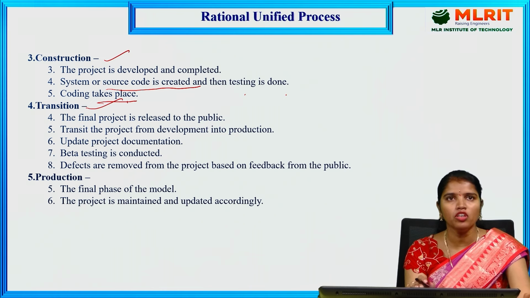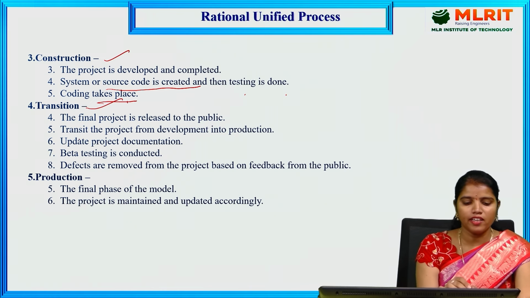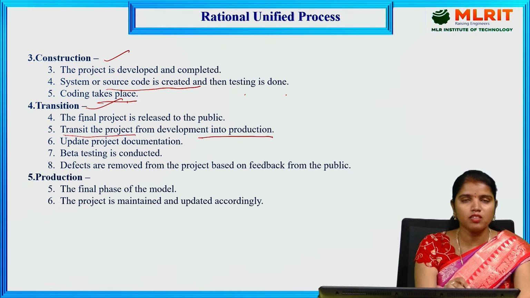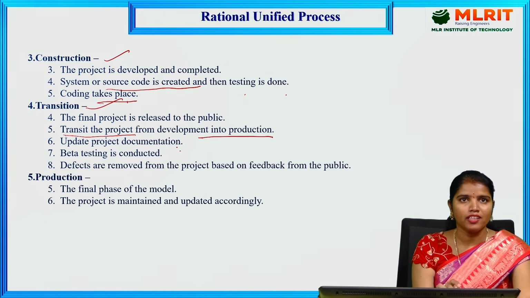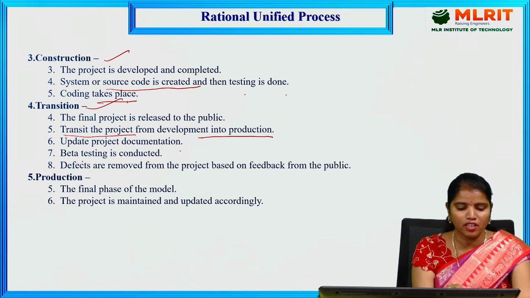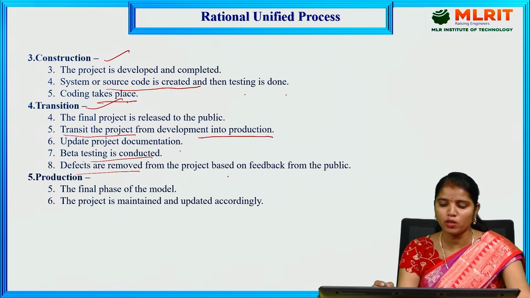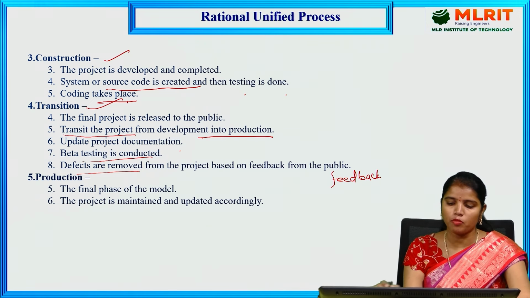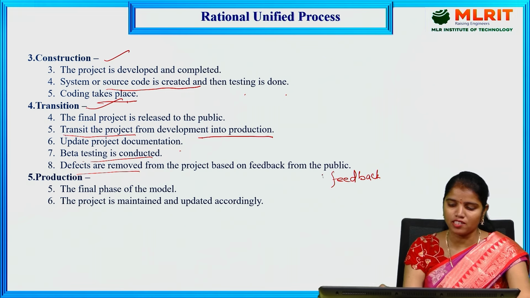It is going to deploy the project, and here it transits the project from development into production. It updates the product documentation, and beta testing is conducted, and defects are removed from the project based upon the feedback from the public. Any defects in the document can be removed based upon the public customer feedback.